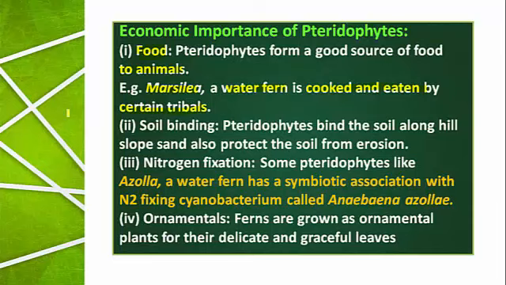So in English it is called tribals or tribal community. Then the second importance is that they help in soil binding. That means they also prevent the loss of fertile soil, and they maintain the fertility of the soil. They prevent soil erosion.